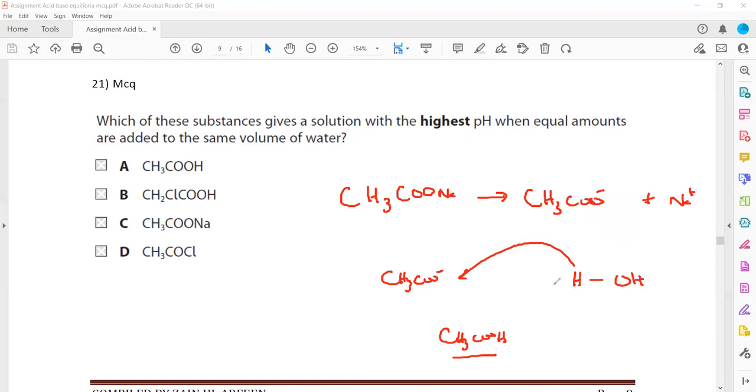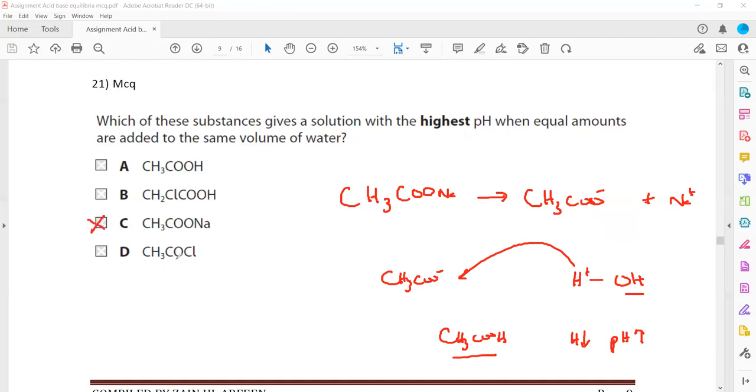But the pH of a solution changes as the amount of hydrogen or hydroxide ion changes. As it accepts protons, the amount of hydrogen ion decreases. So the pH of the solution will be higher, or the amount of OH will be more. So that's why option C is the right answer.